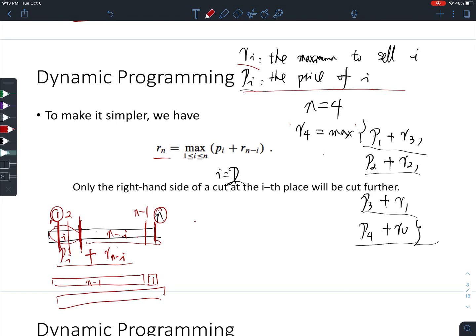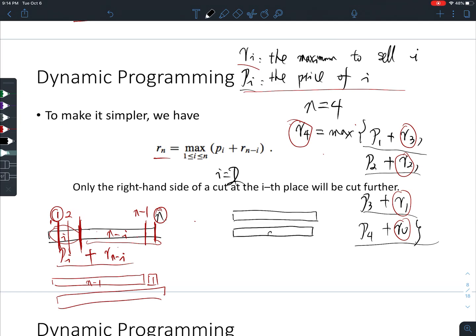So here what I want to show you is that, in order to know the maximum revenue for a rod of length 4, we have to enumerate the solutions to all of its sub-problems of length 3, length 2, length 1, and length 0, okay? Which means that in order to figure out the optimal solution of a bigger problem whose size is n, we have to figure out the solution to a problem of size n-1, n-2, etc. until 1. So we are dividing a big problem into small problems, reducing the size of the problem one by one.